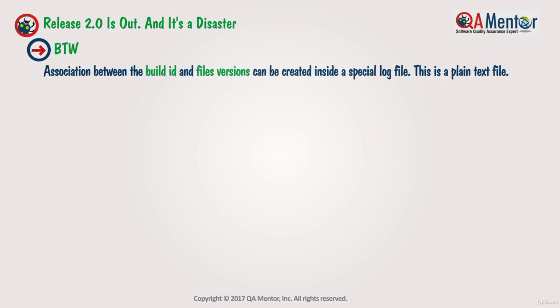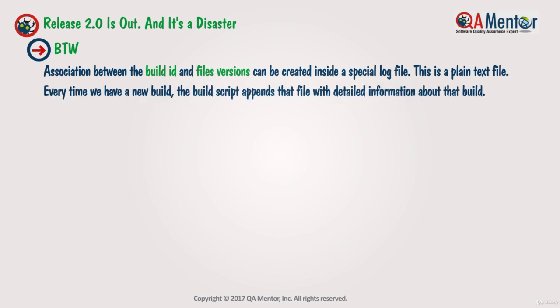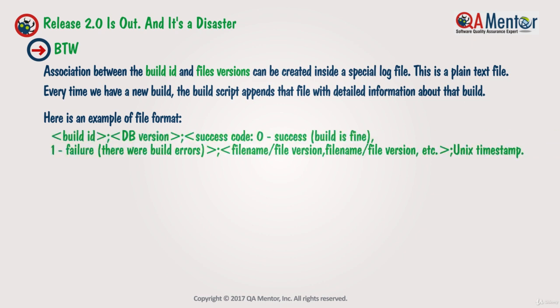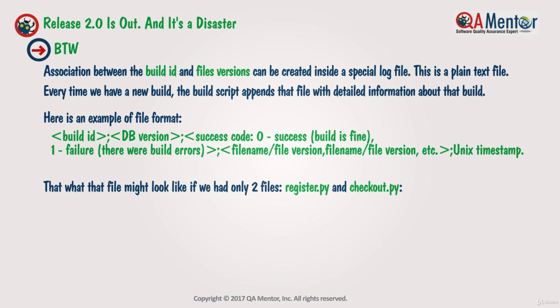By the way, association between the build ID and file versions can be created inside a special log file. This is a plain text file. Every time we have a new build, the build script appends the file with the detailed information about that build. Here is an example of file format. That is what the file might look like if we had only two files, register.py and checkout.py.